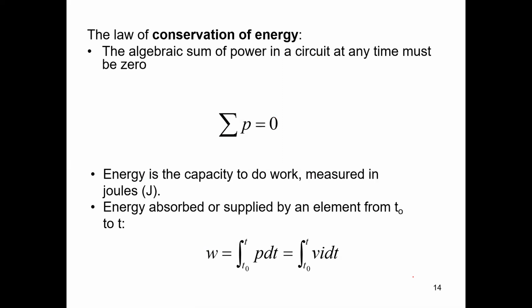Speaking of energy, energy is the capacity to do work, measured in joules. Energy absorbed or supplied by an element from T0 to T is an integral of power. The relationship between power and energy is that energy equals the integral of power from some time T0 to time T. And since P equals V times I, you can integrate the product of those two to find the energy.